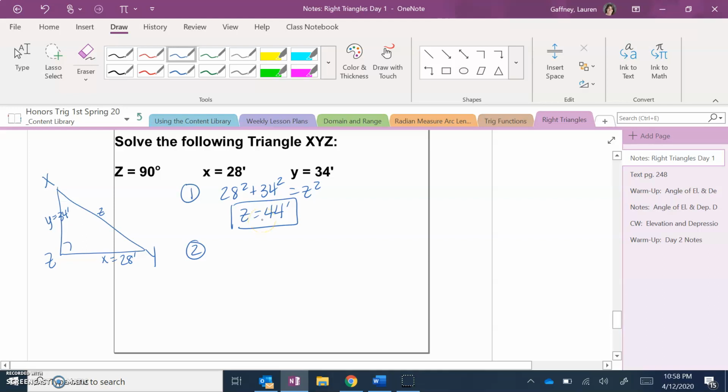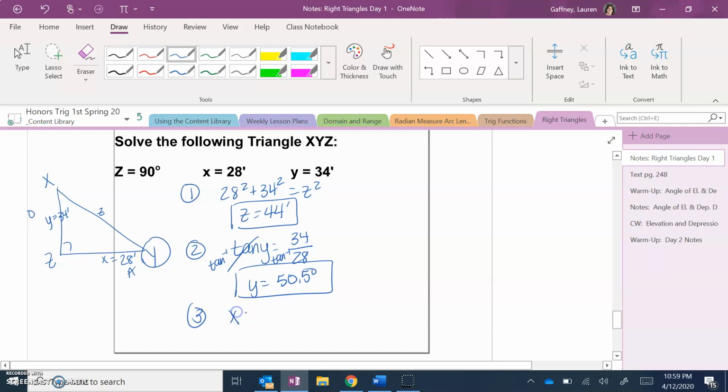From there, I picked angle Y. You could have picked angle X. I picked angle Y. So I said tan of Y equals opposite over adjacent according to the angle that I picked. So 34 over 28. Do tan inverse of both sides. And when I did that, I got 50.5 degrees. And then to find the third angle, just subtract from 180. And I got that angle X is 39.5 degrees.